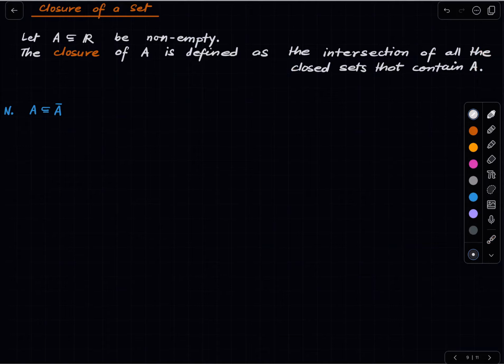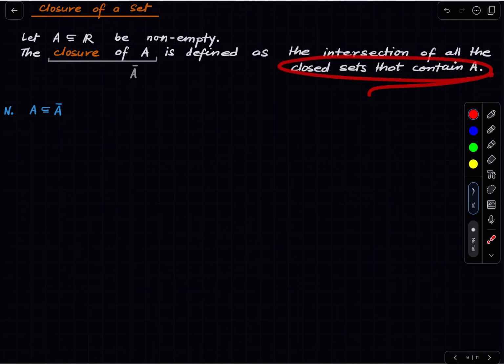So the closure of A is written with this symbol. We put a bar on top of A. That is the closure of A by notation. And it is by definition the intersection of all the closed sets that contain A. This collection of closed sets which contain A is a non-empty collection, and each element of this collection contains A. So this intersection is well defined, and the intersection also contains A. So A closure is a set which contains A.